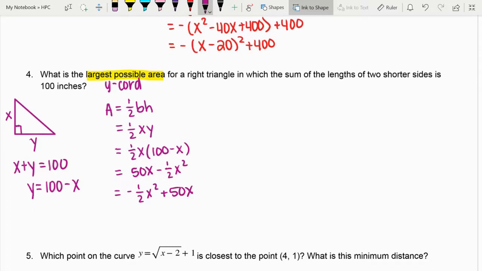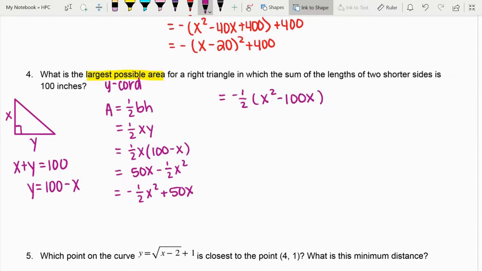Now I do want to complete the square. In order to do that, I'm first going to factor out a negative 1/2. If I do that, I have negative 1/2, then I'm going to have x squared minus 100x.